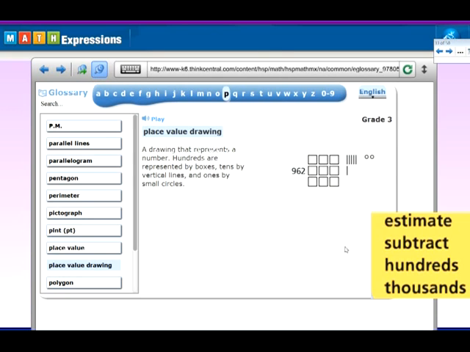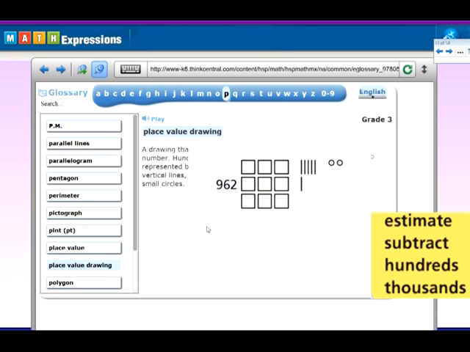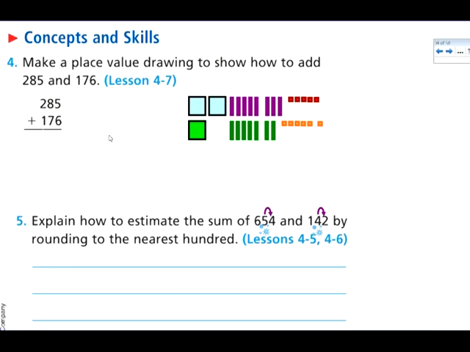How do we represent thousands? Now, how do we represent 1,000? That's right, it's a bar. There's 1,000. That gives us a good overview of how the vocabulary will be used on Wednesday's test. You need to be able to know what those terms mean in the problems. Let's take a look at a few of the problems.